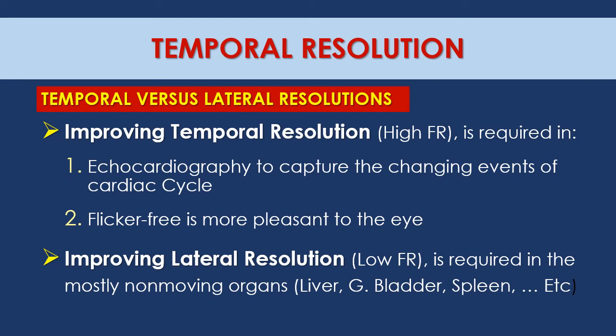Why might I need to improve the lateral resolution at the expense of the frame rate? This might happen when I'm scanning mostly non-moving organs, for example the liver, gallbladder, spleen, urinary bladder, kidney, pancreas. They are not fast-moving objects. That's why I might look for settings to improve the lateral resolution at the expense of the frame rate.